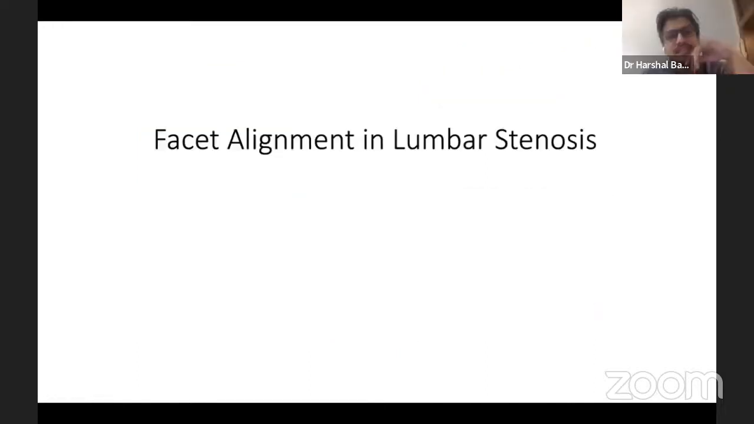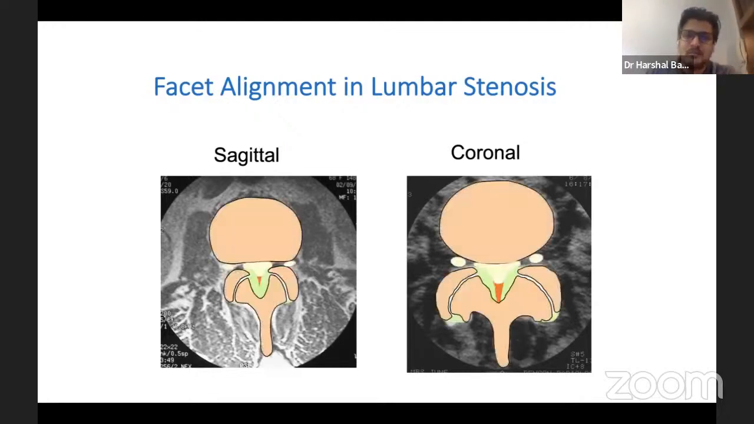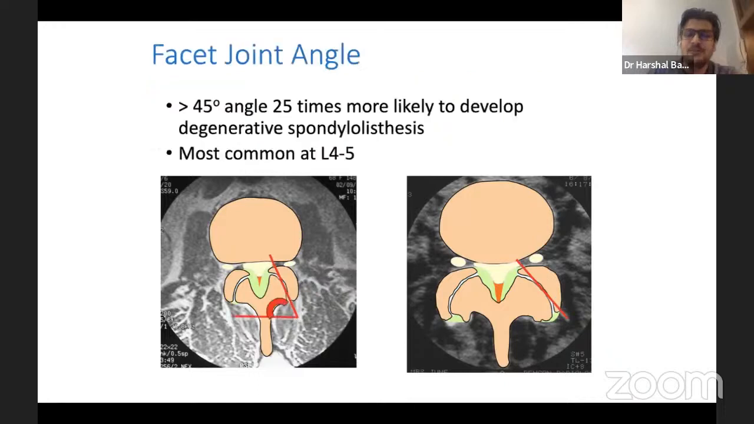Again, facet alignment in lumbar stenosis is also important: sagittal and coronal facets. Normally we have a 45-degree sagittal angulation of the lumbar facets. If they are even more sagittal, that is something we associate with progression of degeneration in lumbar canal stenosis. You can see this is a sagittal angulation. This is slightly a coronal angulation. If it is more than 45-degree angulation, it is 2.5 times more likely, not 25 times, this is wrongly mentioned here, to develop degenerative listhesis, most commonly at L4-L5.